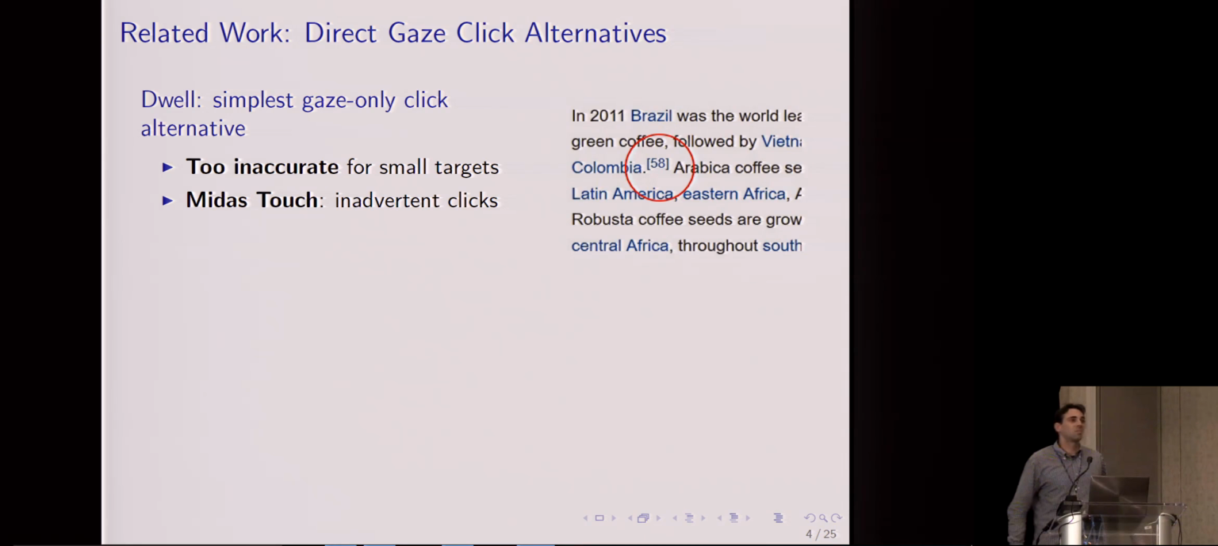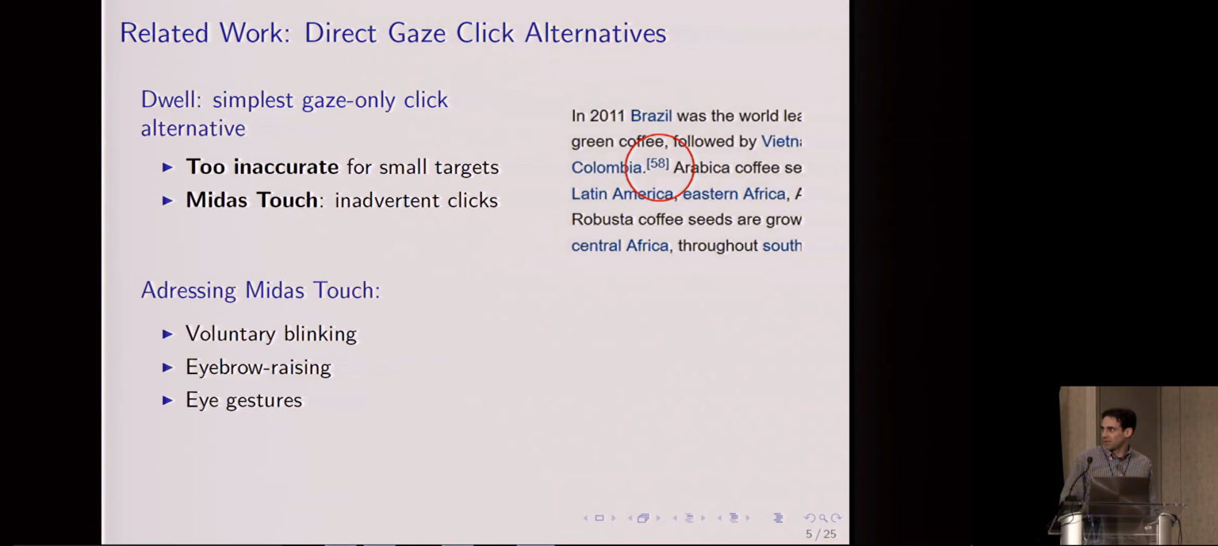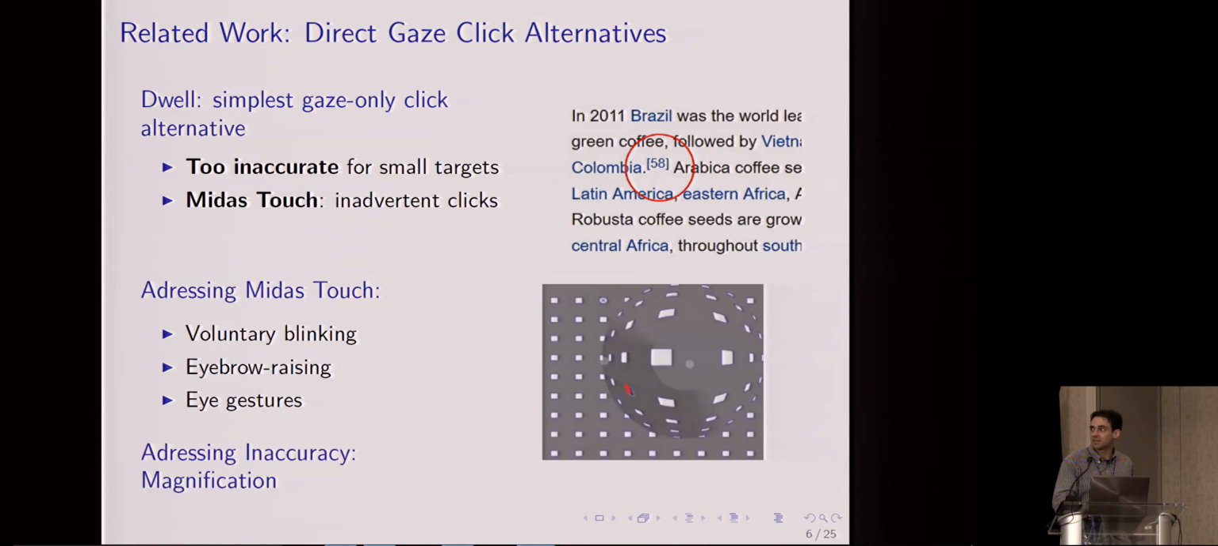And then we've got a phenomenon called Midas touch, which simply means if you click by just looking, you get lots of accidental clicks. So now what can we do about it? Well, there are lots of approaches addressing Midas touch where we can use different modalities for clicking. So we can, for example, use blinking, eyebrow raising, eye gestures, things like that, and they improve the accuracy of the click detection. But they can't help us with accuracy. We've still got the accuracy problem, and the main approach to solve that is simply magnifying the targets.